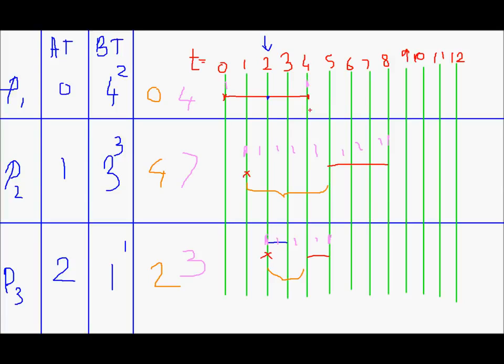By the way, this type of scheduling diagram is also called a Gantt chart. It is named after Henry Gantt. He's the guy who developed charts that proceed in the horizontal direction with time.